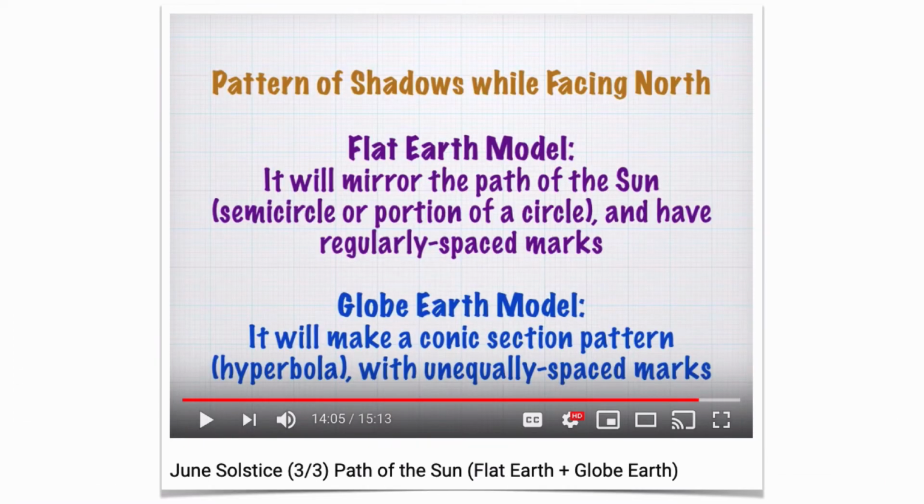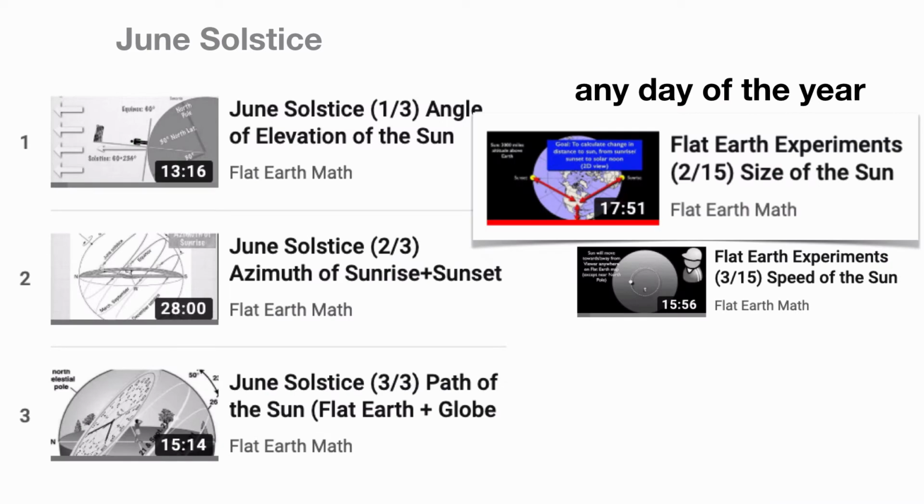So again, if the Earth were flat, you're going to get a portion of a circle with regularly spaced marks. Globe Earth, you're going to have a conic section or a hyperbola with unequally spaced marks, spaced further apart near sunrise and sunset.